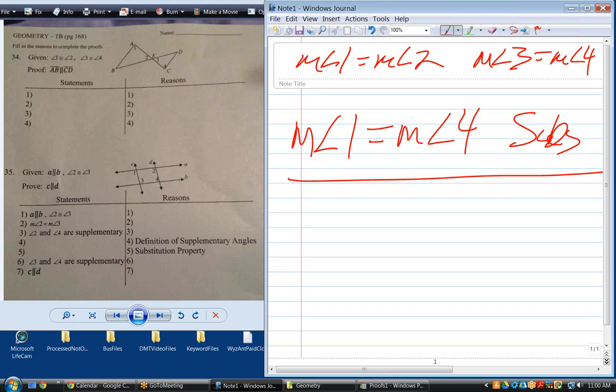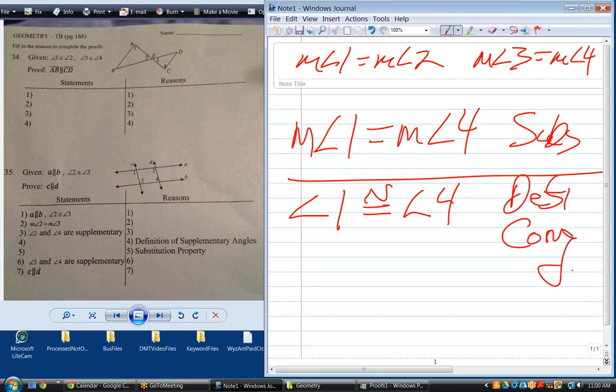Okay. Statement 4. Angle 1 is congruent to angle 4. Definition of congruency. I don't think they left enough room because we need a fifth line that says line AB is parallel to line CD because of the alternate interior parallel line congruency. Alternate interior angle theorem. That's what it is, the alternate interior angle theorem.